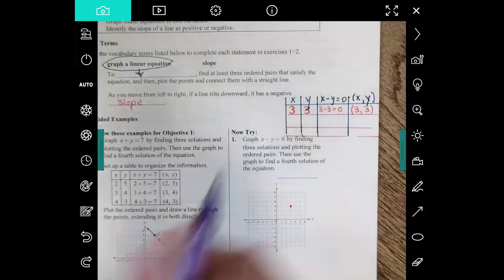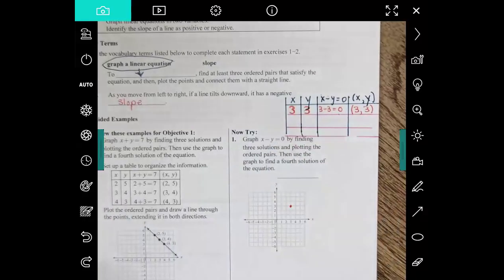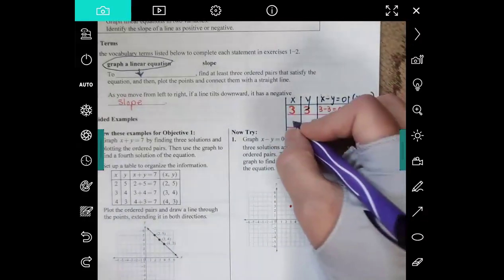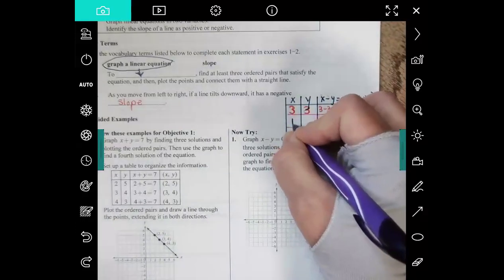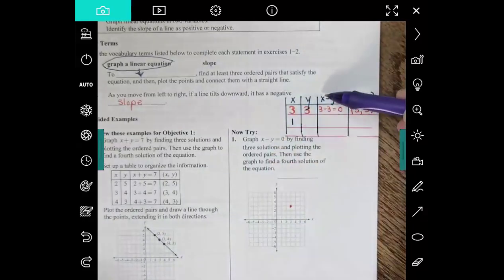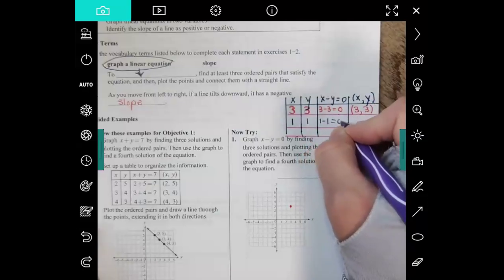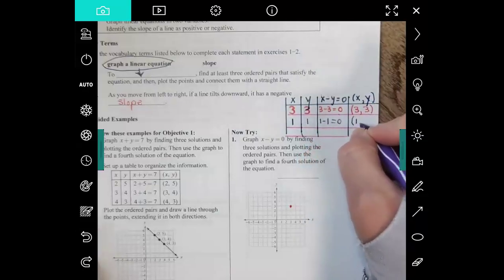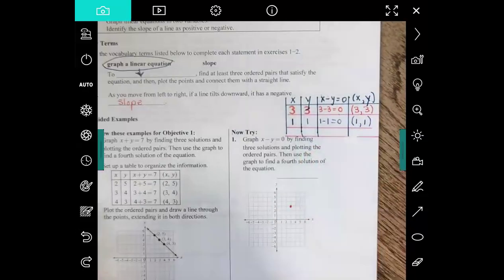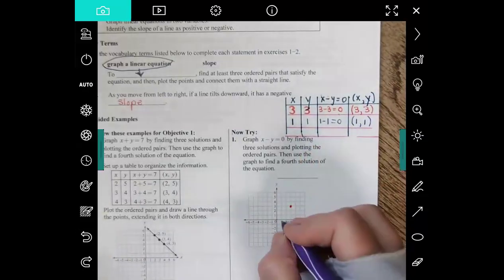Now we're going to put in an X. And let's let X be 1. If X is 1, 1 minus Y is 0. What would Y need to be? This is a pretty easy one, isn't it? Emil? 1. 1 it is, because 1 minus 1 is 0. And so that means we now need to put the point 1, 1 on the graph. And I'm going to put that there.